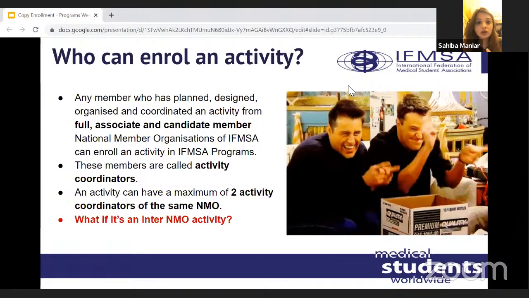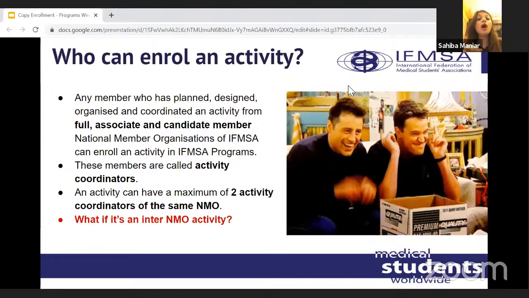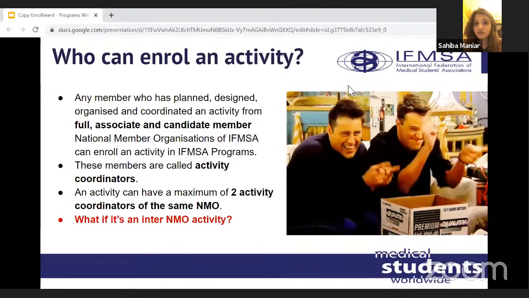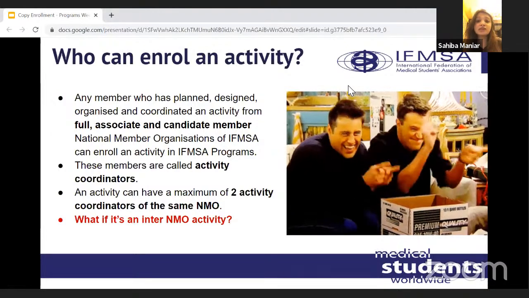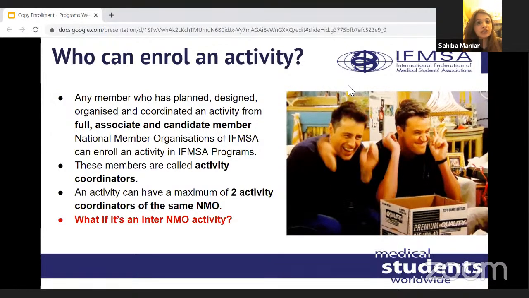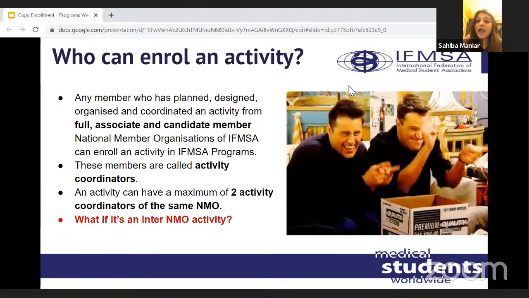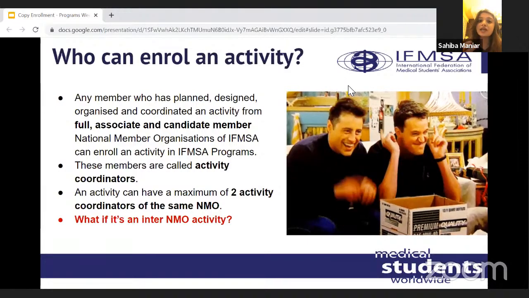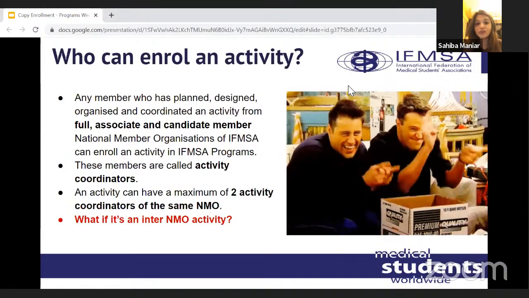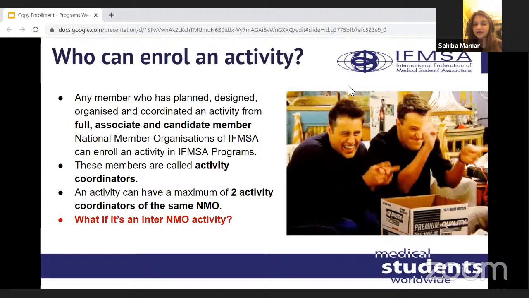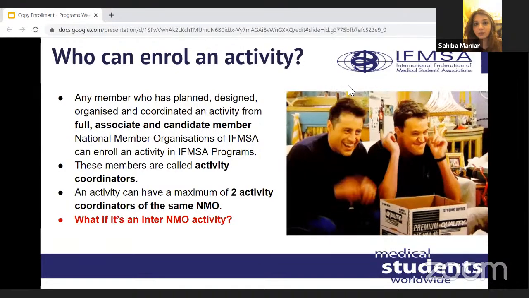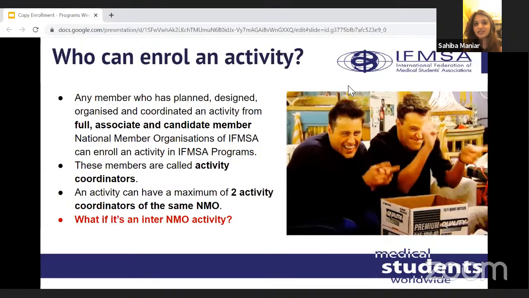Yes, if you are doing a collaborative activity, your NMO name does go on the candidature form and on the enrollment form too. You are documented as well, but the activity coordinators would belong to the NMO whose president has signed the candidature form. If you have any doubts with this, I request you to please contact me or any of your program coordinators for more details.